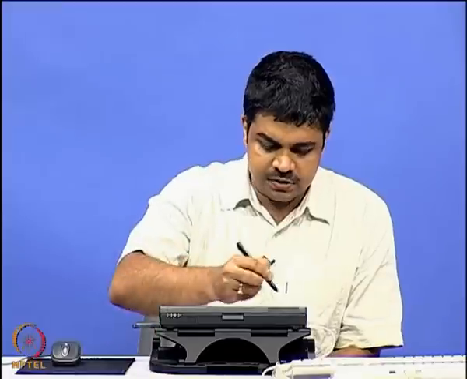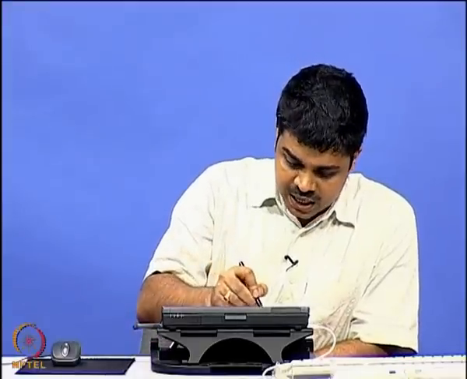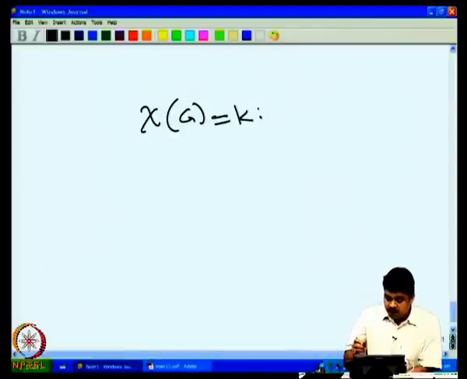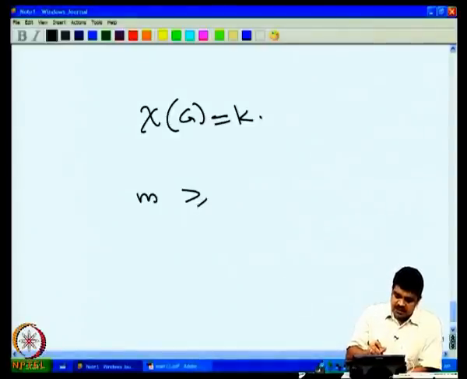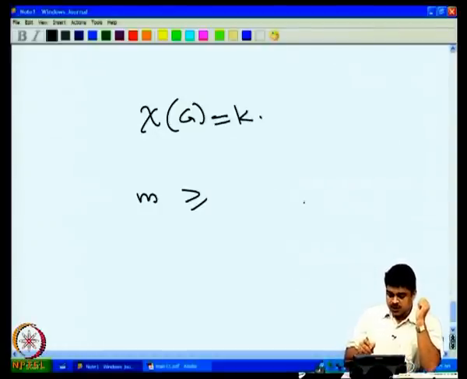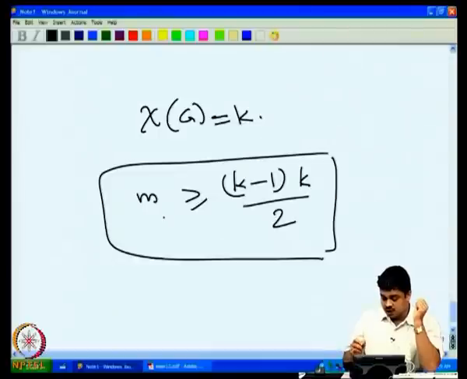Before that, let's consider another question. What about the number of edges? For instance, if the chromatic number of a graph is k, if chi of G equals k, can I somehow say that the number of edges m in the graph is greater than or equal to some function of k? What we can show is that m will always be greater than or equal to k into k minus 1 by 2, that is, k choose 2 edges in the graph.